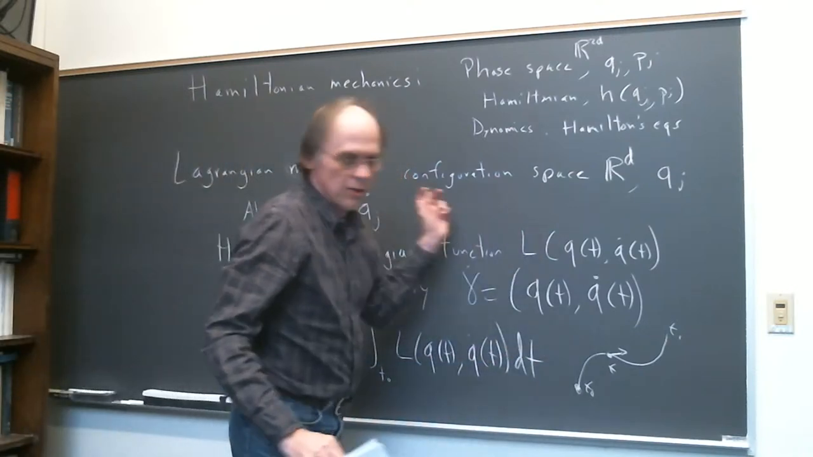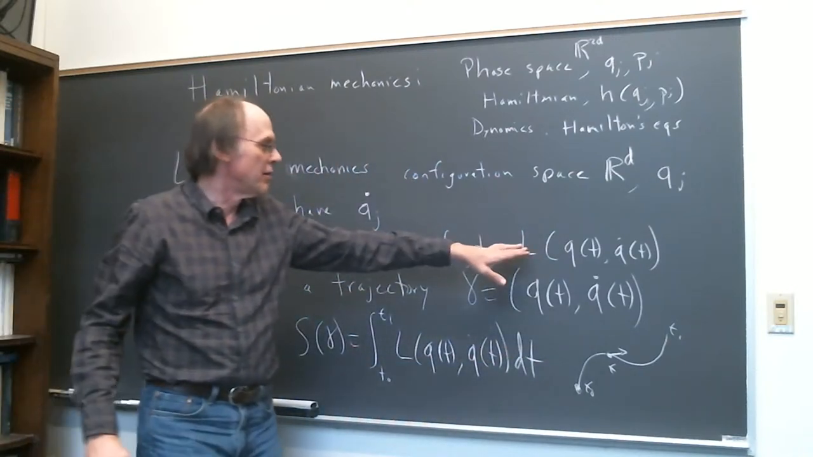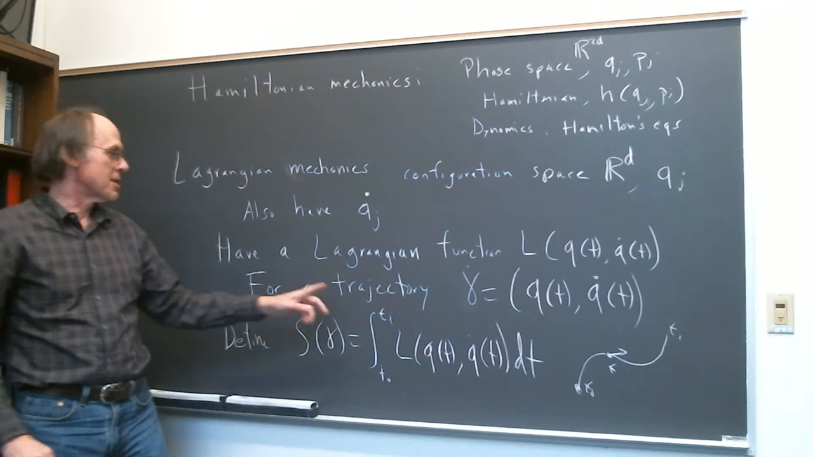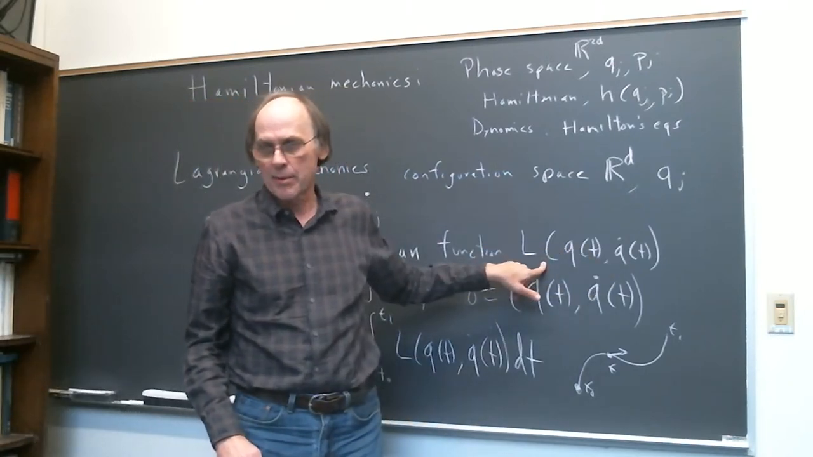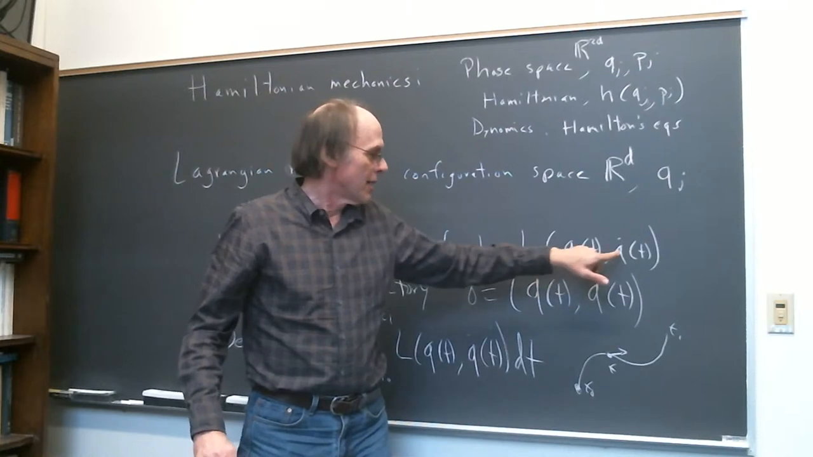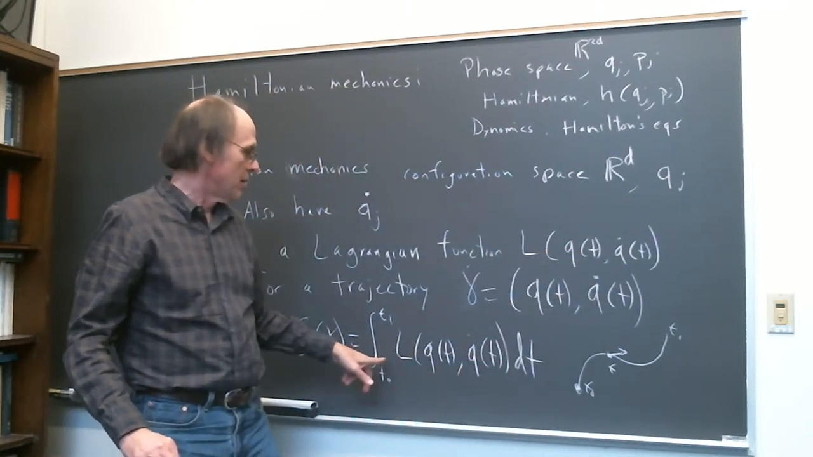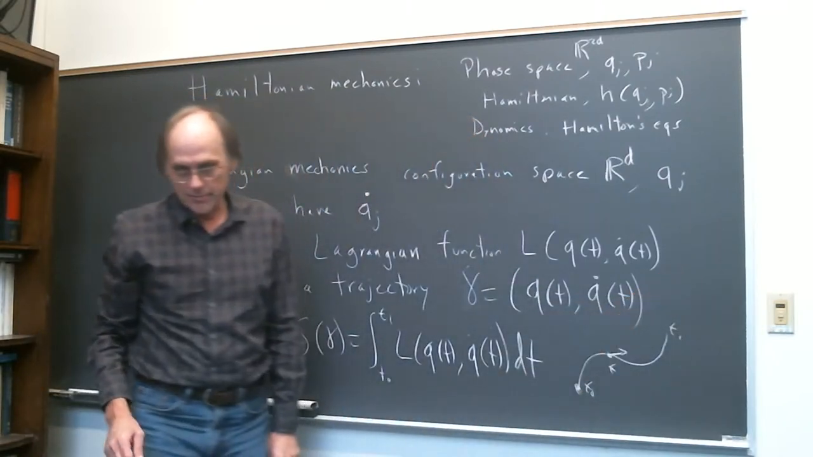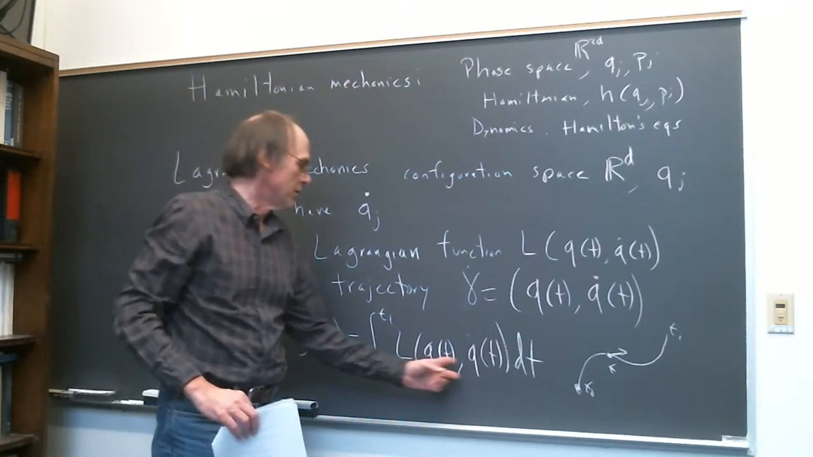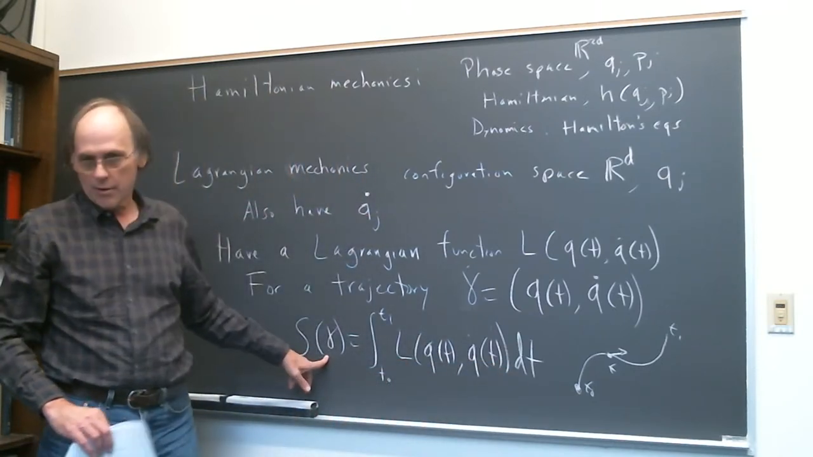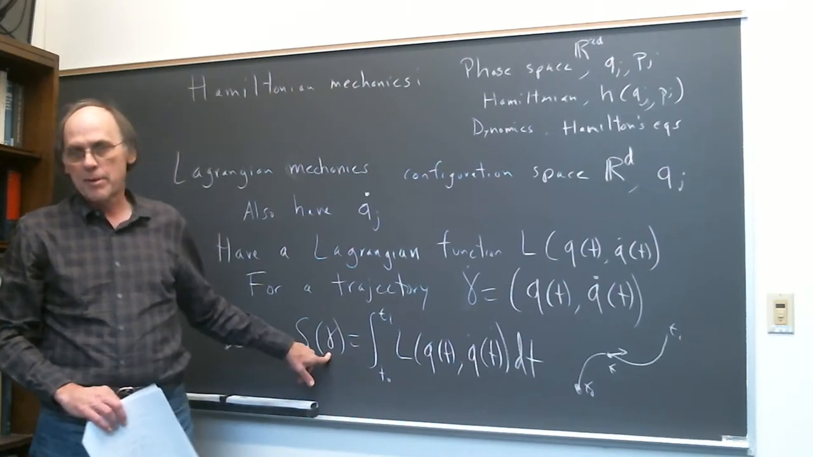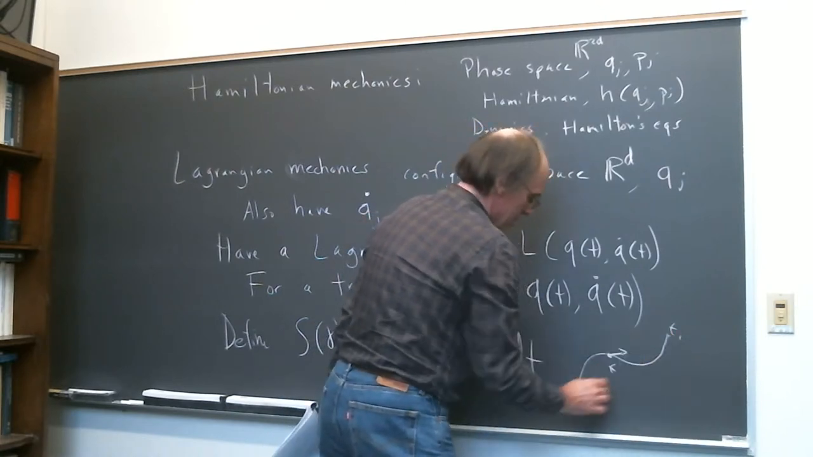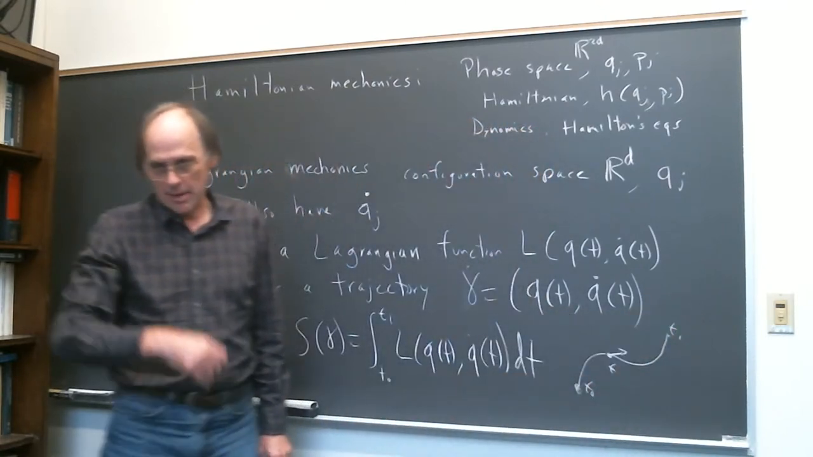So the basic object of this Lagrangian point of view is that your basic variables are position and velocity, and there's some function of them which is going to tell you about the dynamics, and this gets encapsulated in this integral. For any trajectory that you can imagine, you can compute this number. So this is now a function on an infinite dimensional space, the space of all paths.